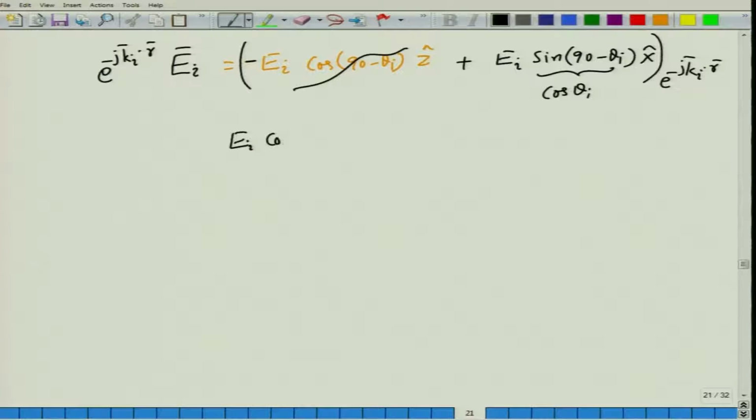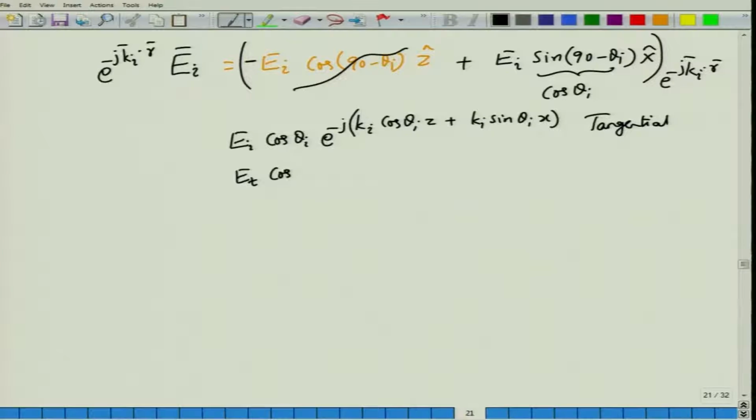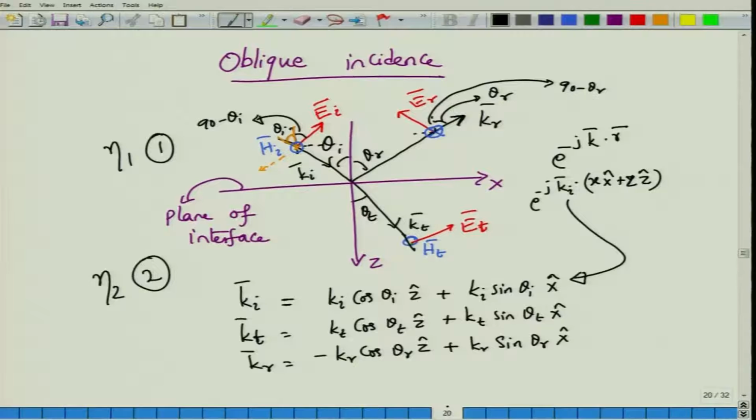So I have EI cos theta I e to the power minus j ki dot r, written completely: ki cos theta I z plus ki sin theta I x. So this is the tangential component of the incident electric field. What about the tangential component for the transmitted field? Following the same argument, it would be ET cos theta t e to the power minus j kt cos theta t times z plus kt sin theta t x. So that is coming from this relationship. Here you have ki cos theta I and ki sin theta I. The electric field of the transmitted and the incident wave vectors are in the same kind of direction, so they are easy to write.